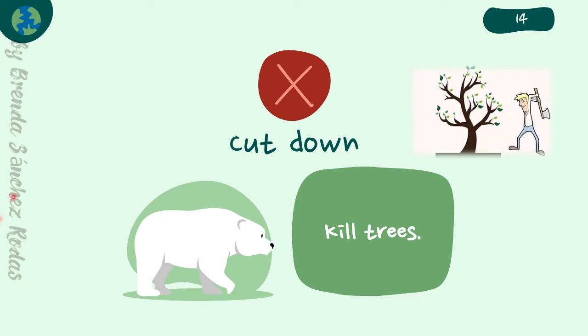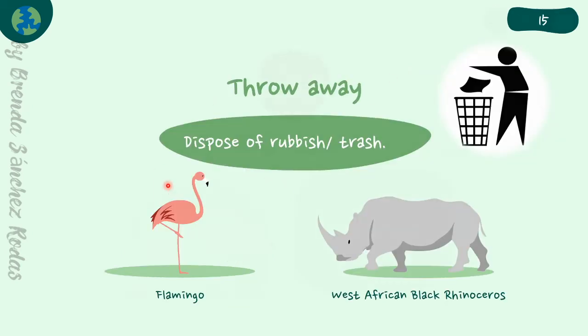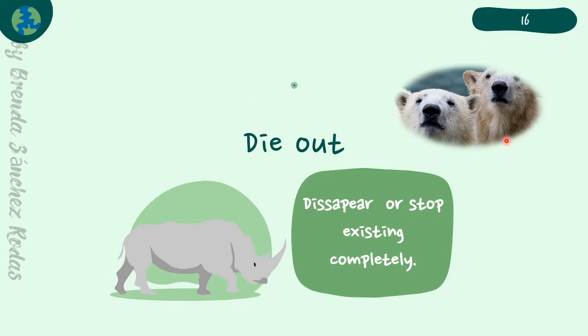So we have cut down, that means kill trees. Like in the image, if you kill trees, you are cutting down something. Trees, of course. So let's continue with throw away. I use this phrasal verb a lot in the past pages. So dispose of rubbish or trash, like in the image, is throw away.